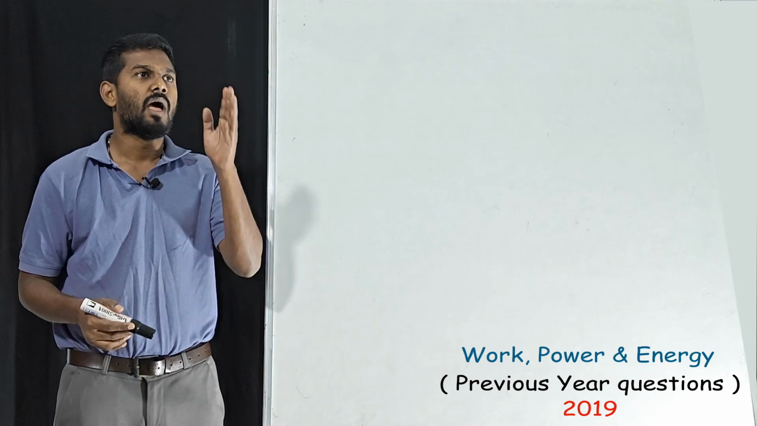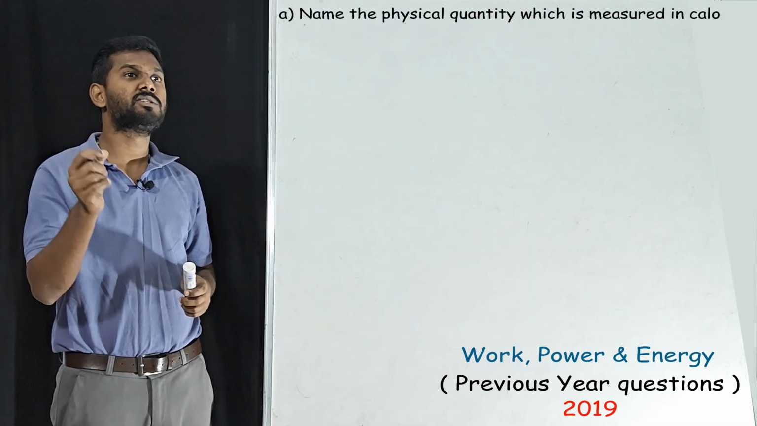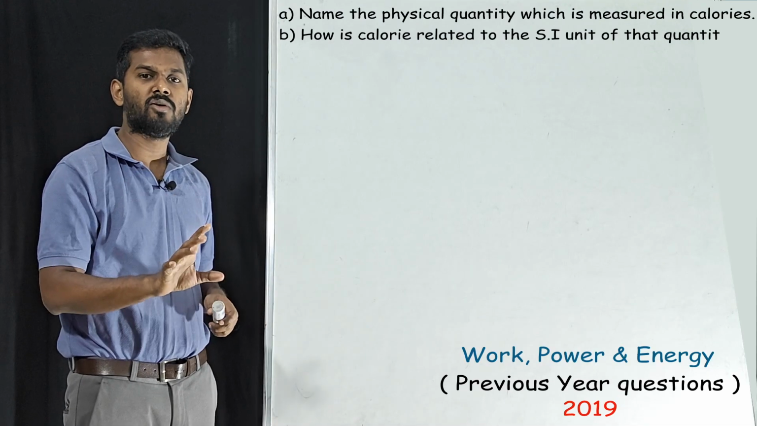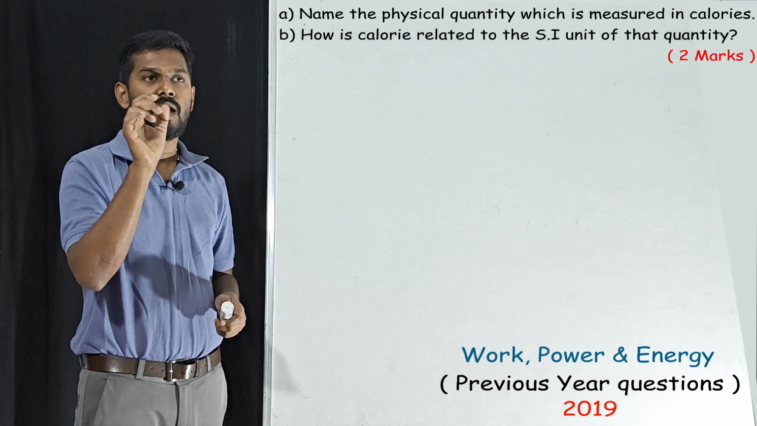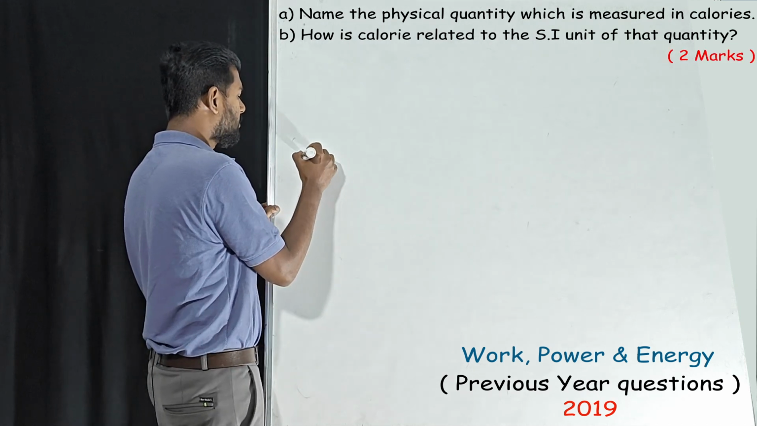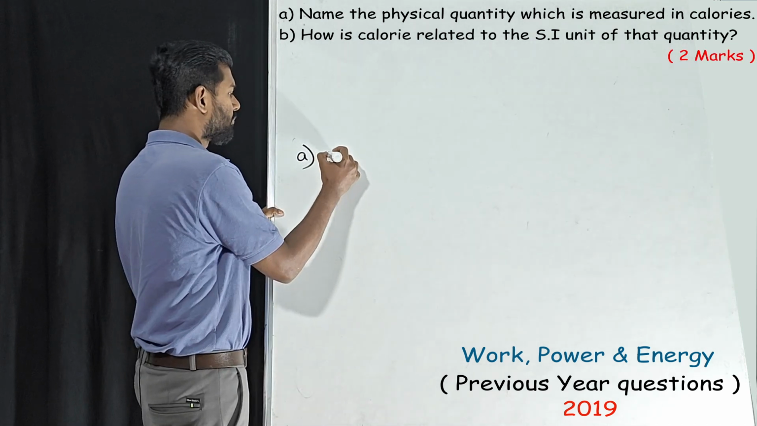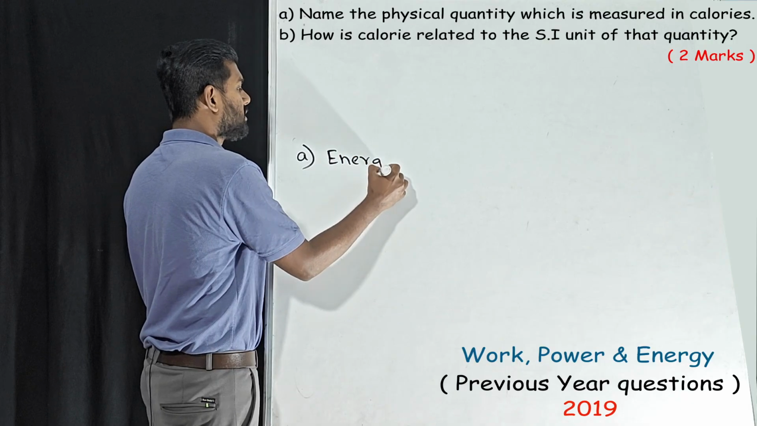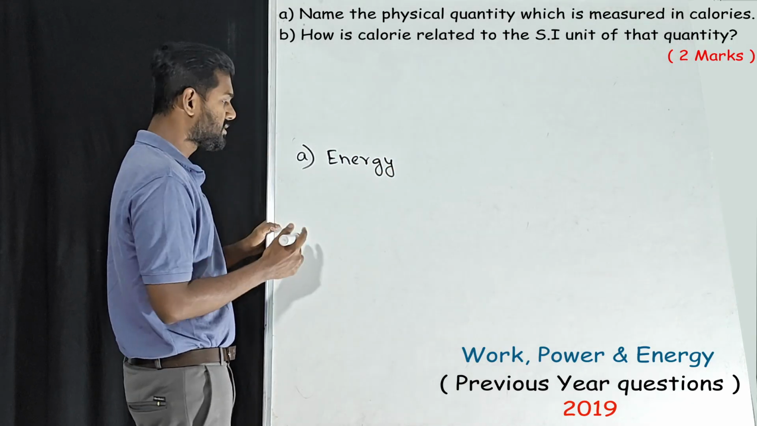Our next question: name the physical quantity which is measured in calories. Calorie is one of the units of energy. So the answer for sub-question A is energy. It's not work done, it is energy.